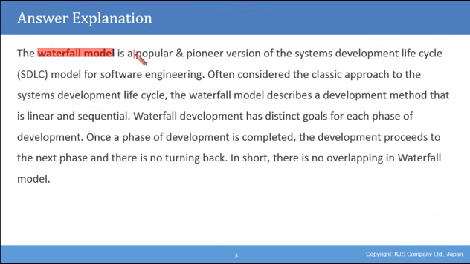The waterfall model is a popular and pioneer version of the Systems Development Lifecycle (SDLC) model for software engineering. Often considered the classic approach to the systems development lifecycle, the waterfall model describes a development method that is linear and sequential. Waterfall development has distinct goals for each phase of development. Once a phase of development is completed, the development proceeds to the next phase, and there is no turning back. In short, there is no overlapping in the waterfall model.